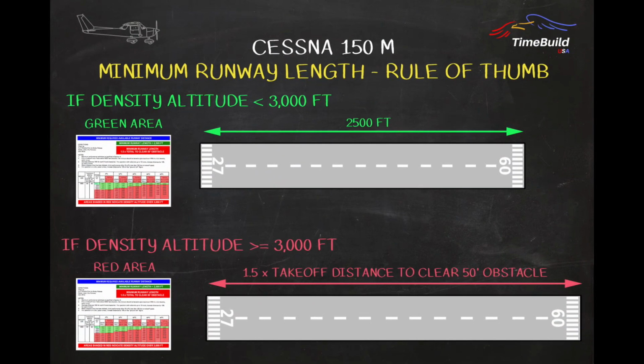In summary, at density altitudes less than 3,000 feet, the minimum available runway distance would be 2,500 feet. This corresponds with the green shaded area on the takeoff distance chart shown here. However, if the density altitude is 3,000 feet or higher, the pilot will need to determine the takeoff distance to clear a 50-foot obstacle for the existing conditions and then multiply that value by 1.5 to determine the minimum runway length required for both takeoff and landing. Density altitudes of 3,000 feet or more are indicated by red shading on the chart.